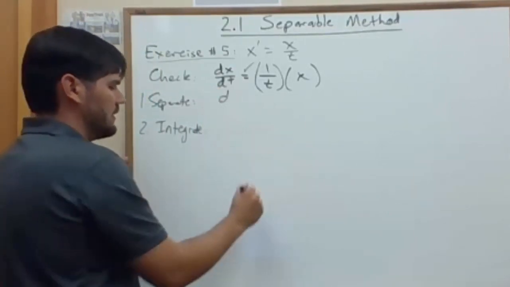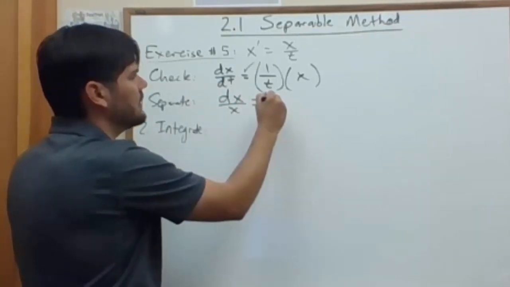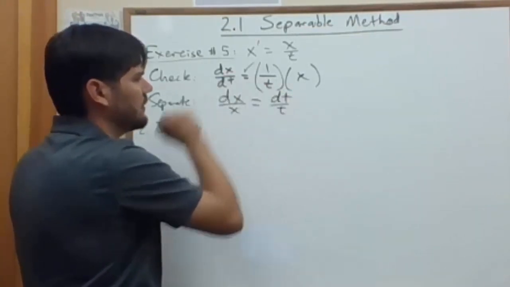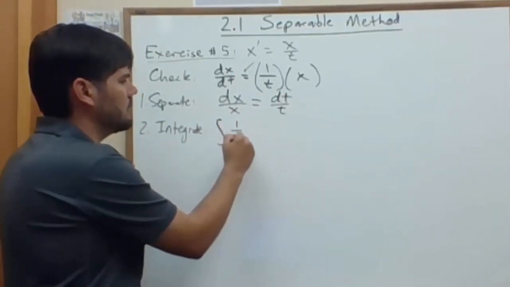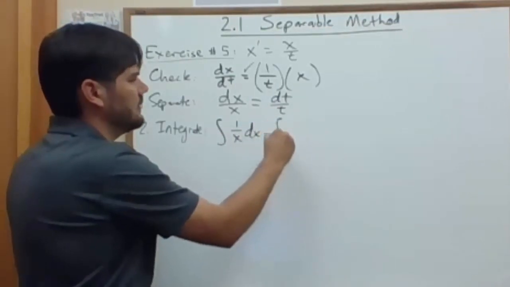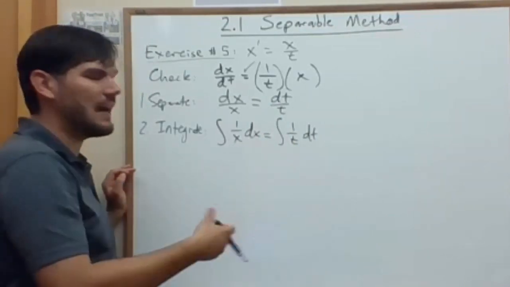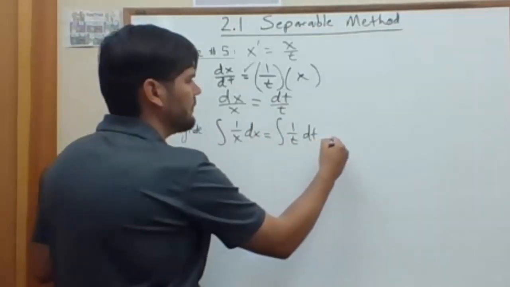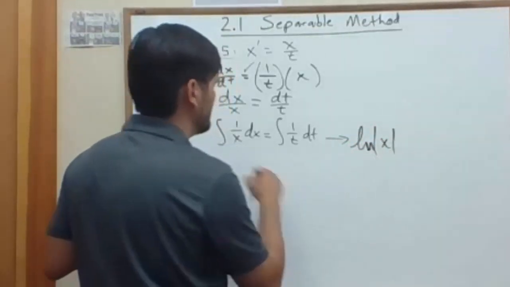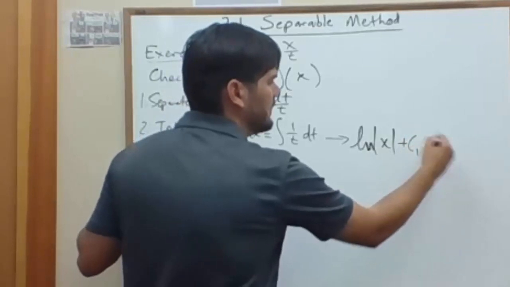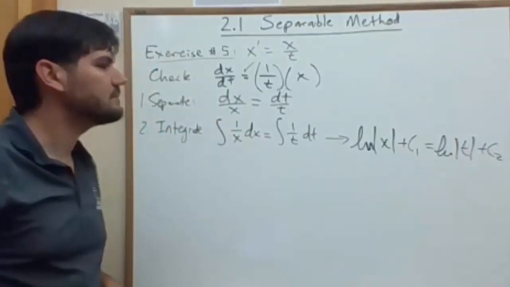Okay, so now we separate and integrate. First, we bring all the x terms on the left, all the t terms on the right, and then we integrate. So I'm going to pull that out as a 1 over x dx and a 1 over t dt. Looks like we have the same kind of integration on both sides. That's pretty straightforward. So we get a log of absolute value of x on the left-hand side plus c1, log of absolute value of t plus c2 on the other side.